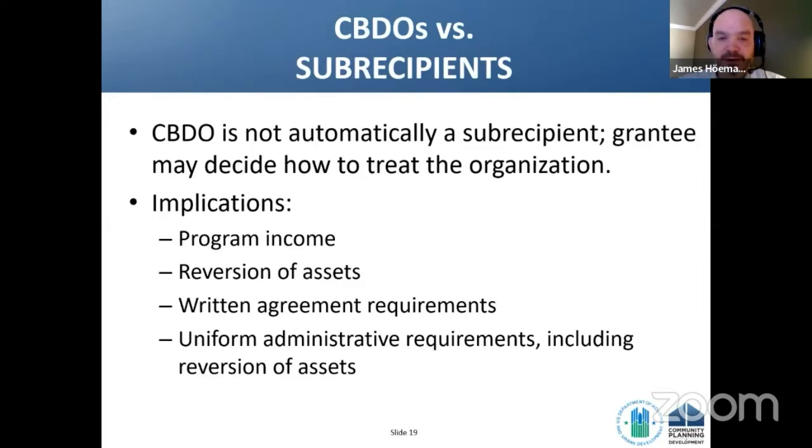You have incredible flexibility with a CBDO. As soon as you make them a subrecipient and treat them as such, you start to lose some of that flexibility. So it depends on how you want to use them. It depends on the nature of the activity and how close you want to keep that relationship with that CBDO. If you want to treat them more as a subrecipient, you're free to do so. Again, that's just another flexibility within the program, where the nature of that relationship is something you're able to determine up front. Next slide.